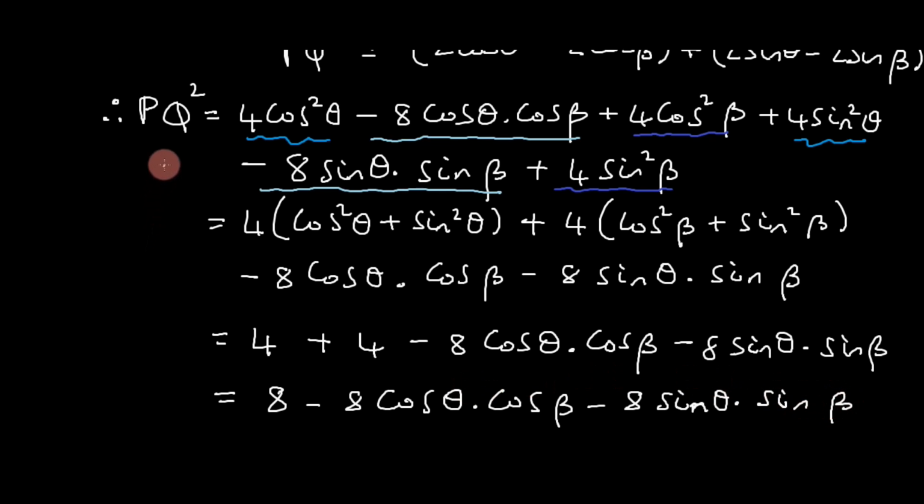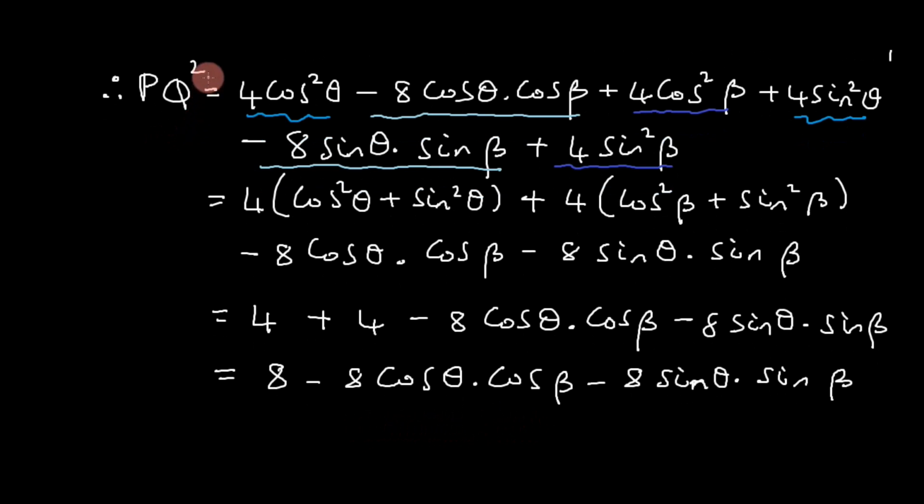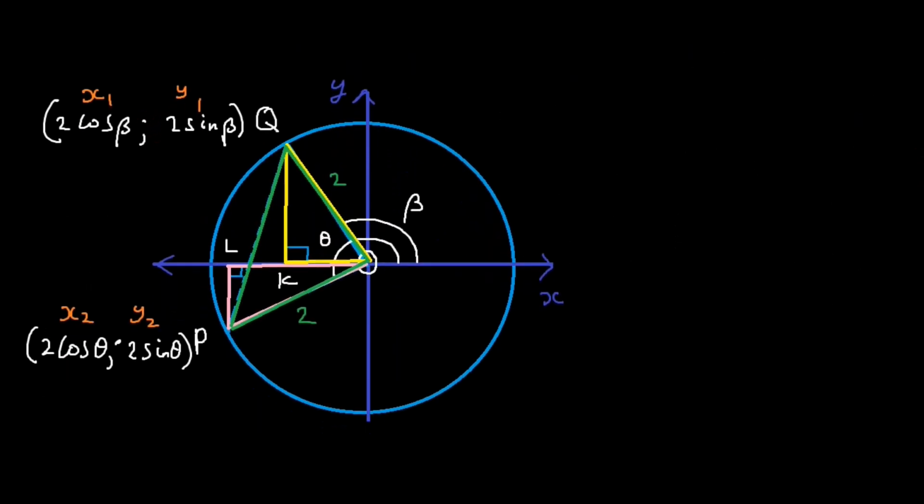So we now have an equation for PQ squared, which is this over here. And we got this by using the distance formula. We're now going to set up a second equation for PQ squared. But this time we're going to use the cosine rule. So I've duplicated the sketch again over here.